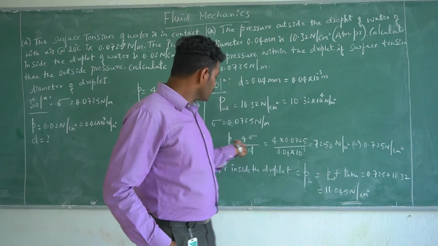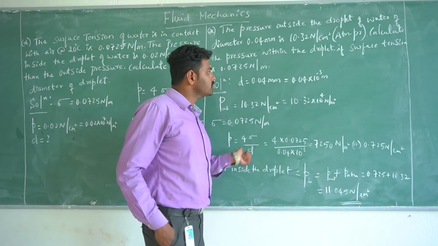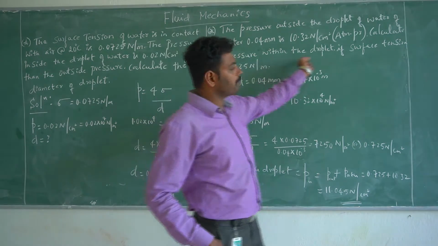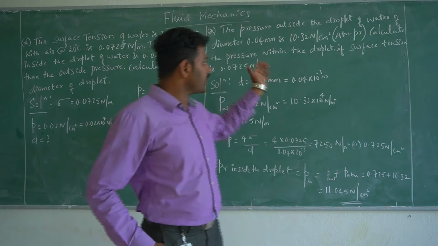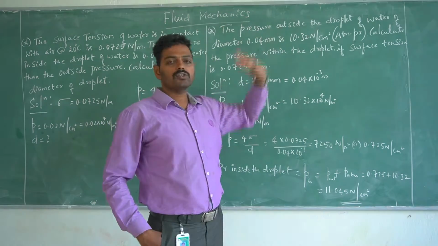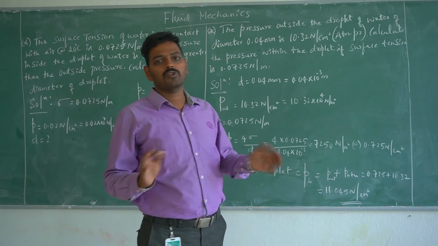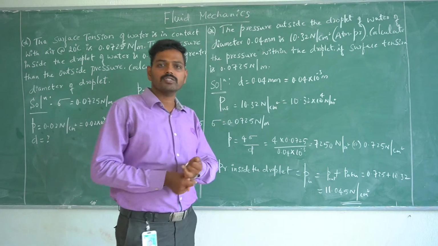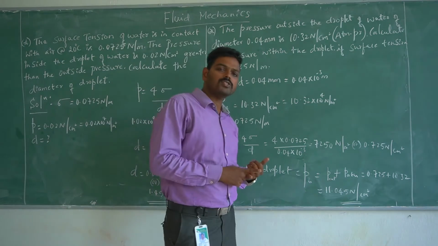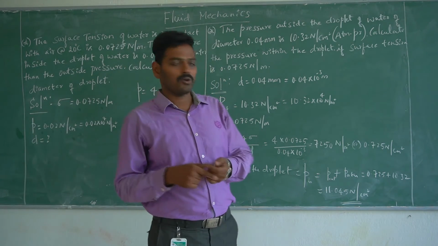But the thing is, here we have to find the pressure within the droplet. It is nothing but the inside pressure. But here it is given as the pressure outside the droplet of water, that is the atmospheric pressure. So first of all we should find the pressure outside the droplet, then only it will help to find the pressure inside the droplet.